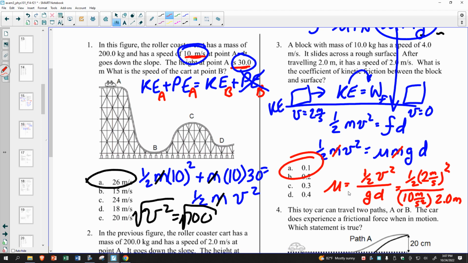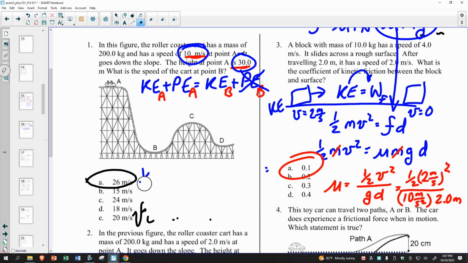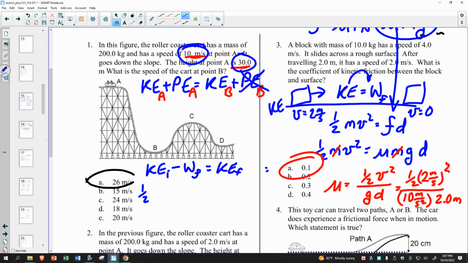So let me erase some of this stuff over here. This is not wrong. It's just taking wrong assumptions. But I did it correctly. But the correct way would be to say that the kinetic energy minus the work done by friction is equal to the final kinetic energy. The initial kinetic energy, that's 1/2 of m times 4 meters per second squared, excuse me.